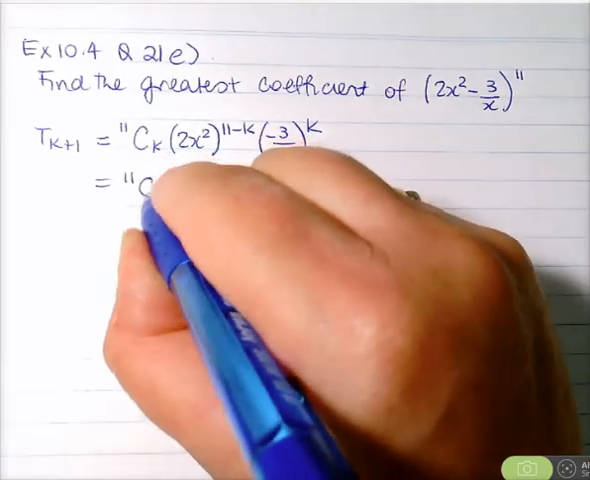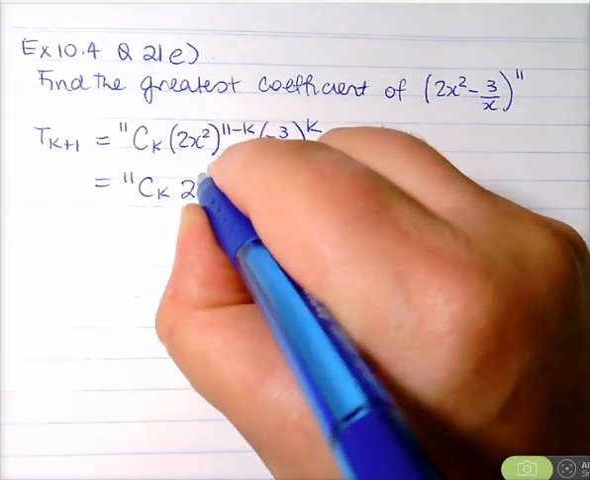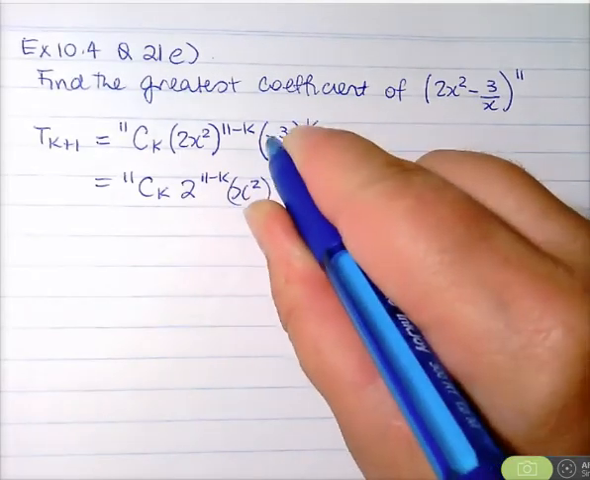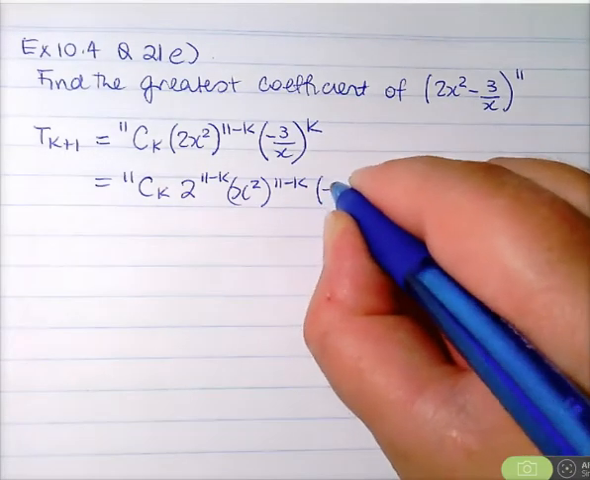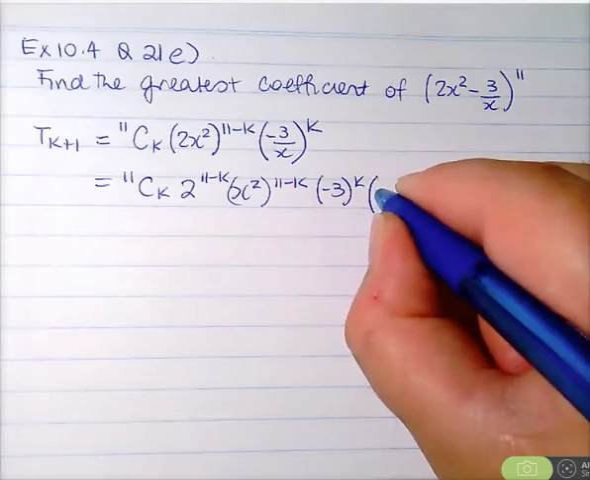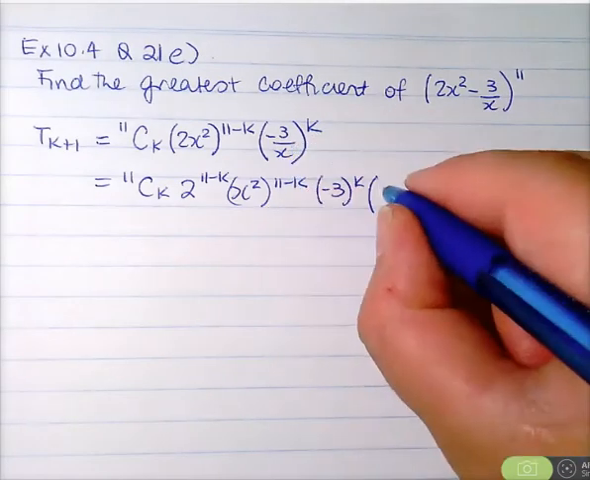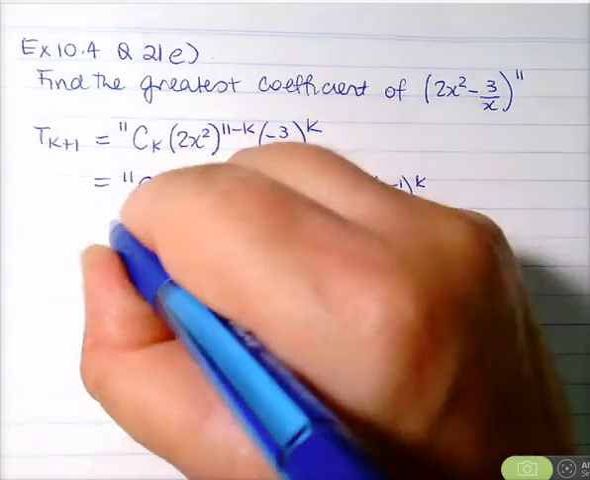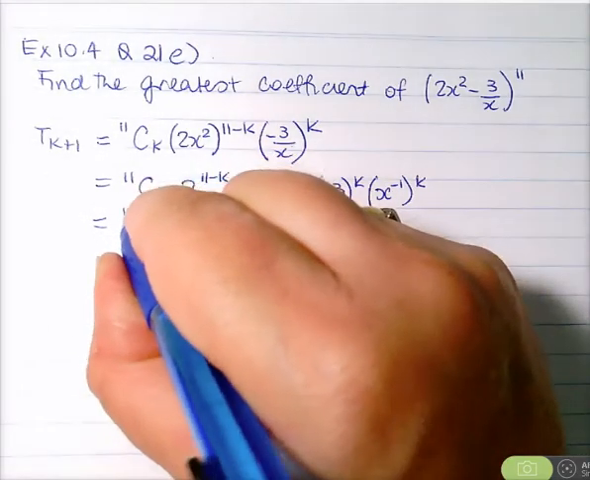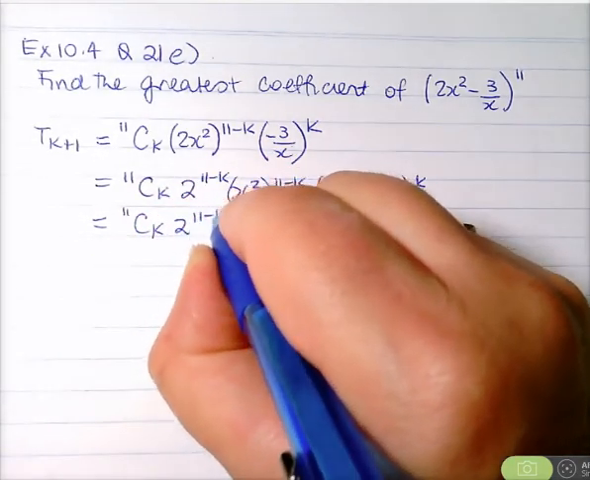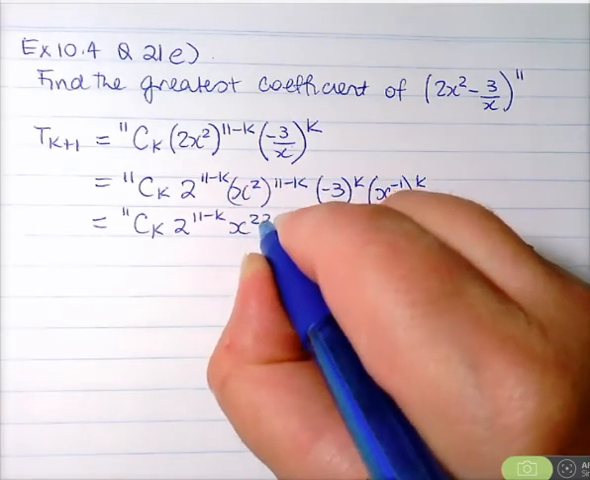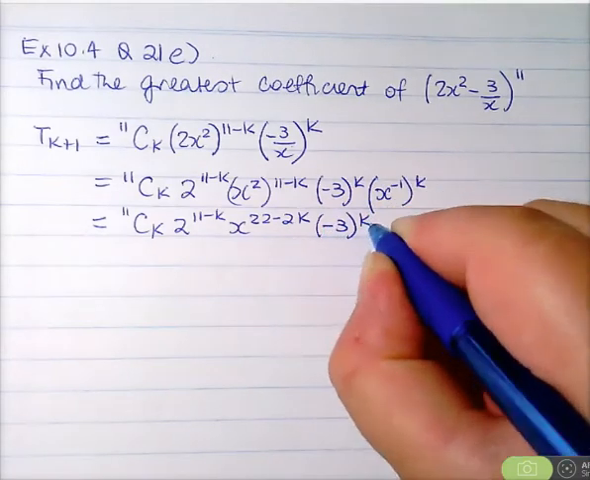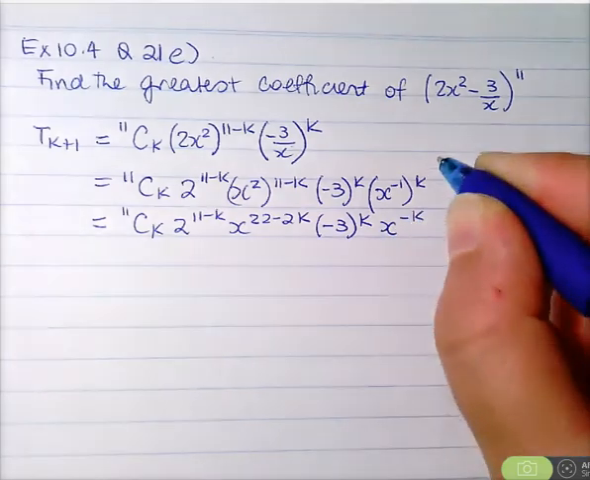Now that is 11Ck. We're going to break this up. We've got 2 to the power of 11 minus k, x squared to the power of 11 minus k. Now this is negative 3 to the power of k, and that is x to the minus 1 to the power of k. Now simplifying this, we've got 11Ck, 2 to the power of 11 minus k. Expanding this, we've got x to the power of 22 minus 2k. Again, we've got negative 3 to the power of k, and we'll have x to the power of negative k.